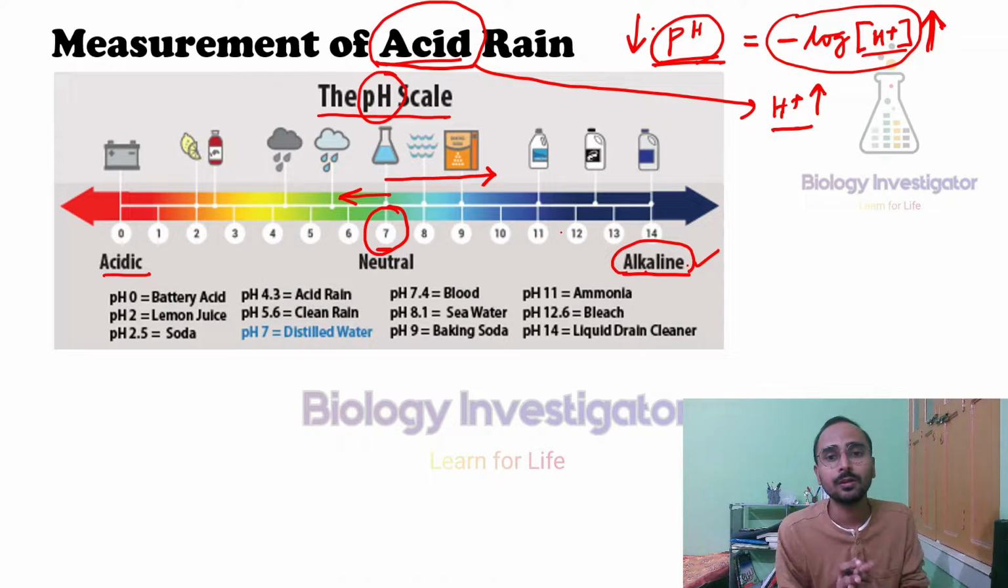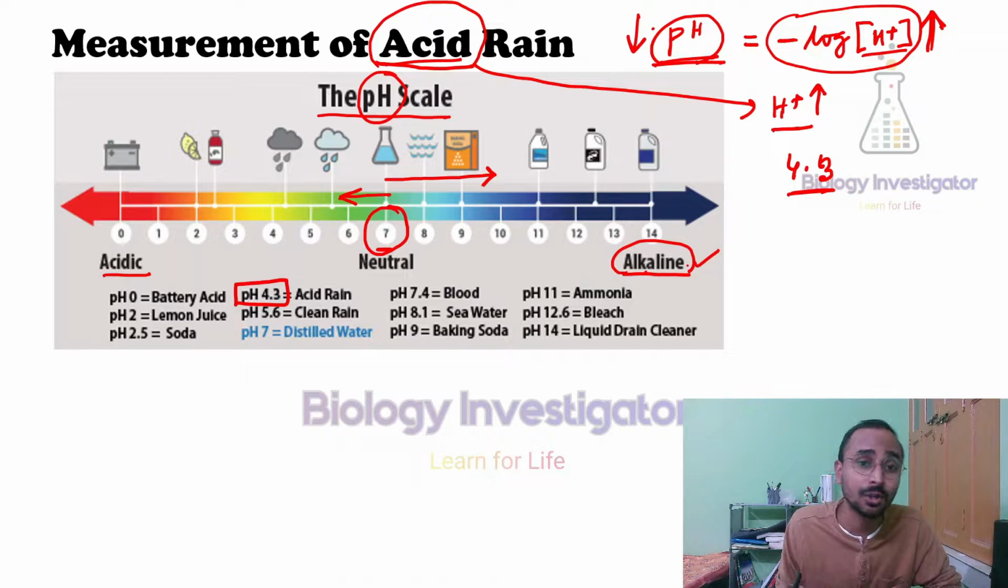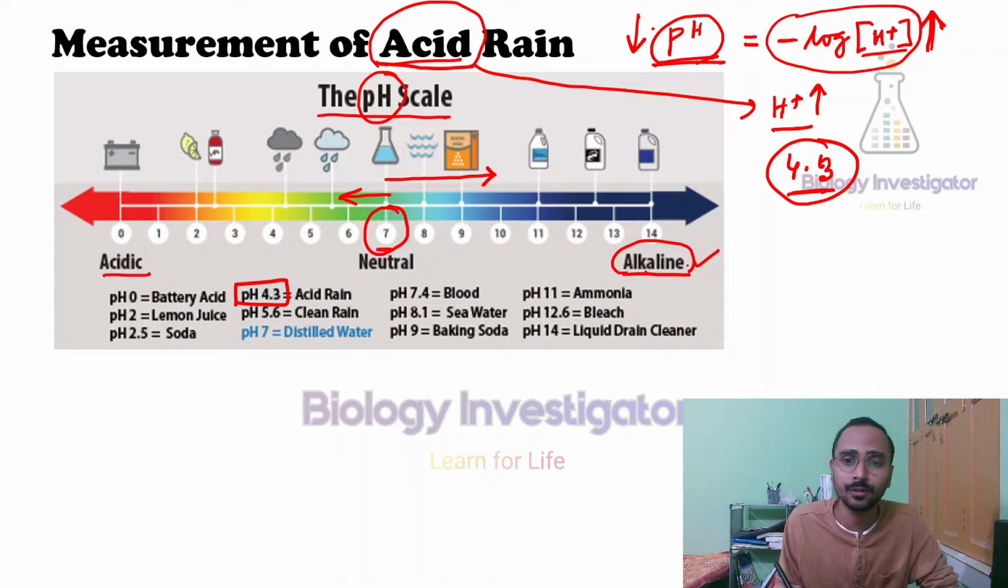Now come to the point. When we measure the pH of rainwater, and if we find that the pH of rainwater is less than 7, and usually much less than 7, usually when pH is measured as 4.3 or below, then we can call that rain acid rain.